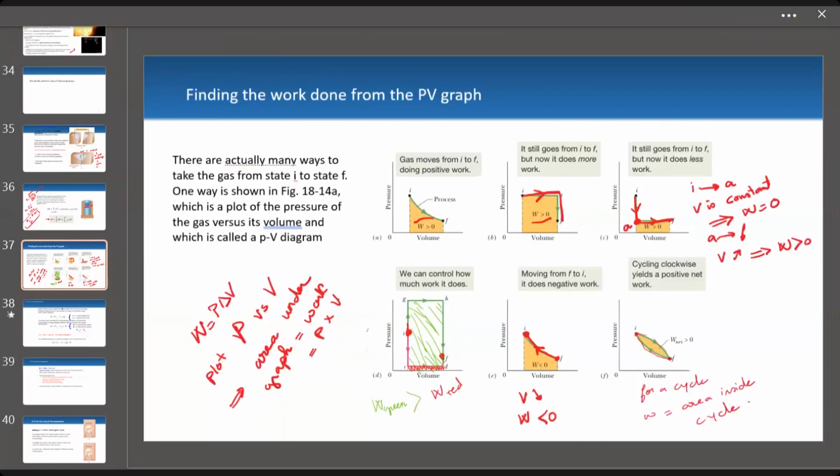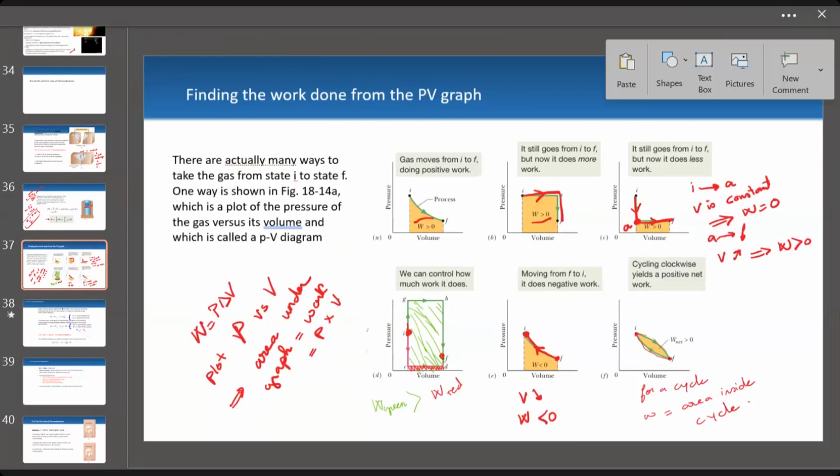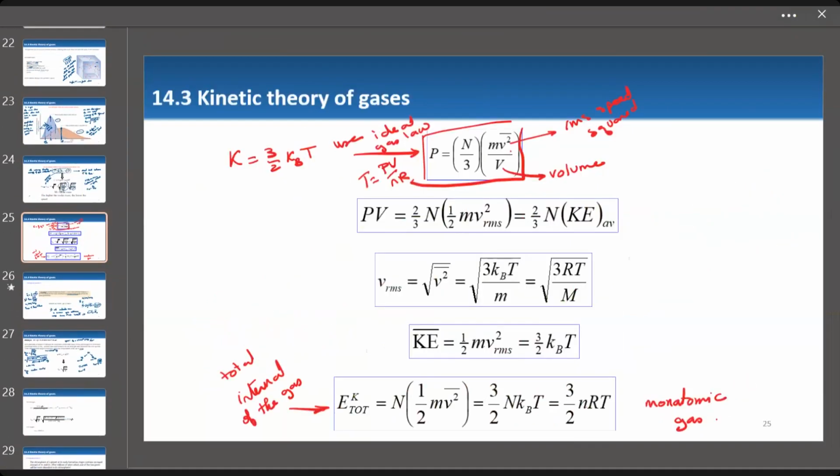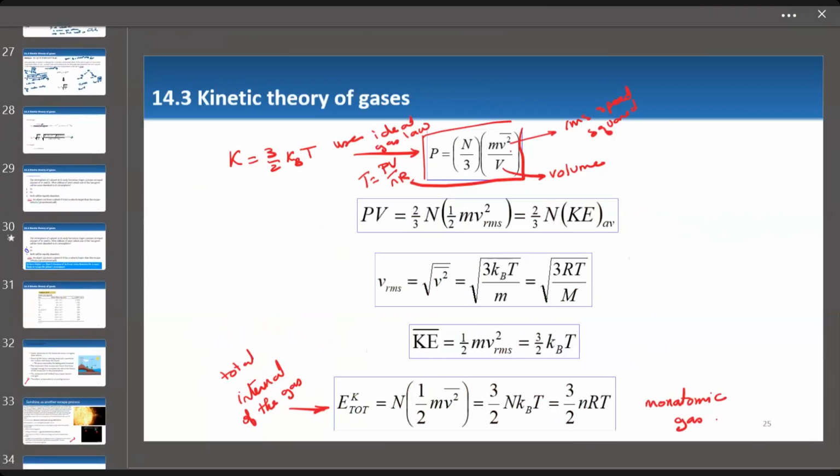So these are some very important comments on the work done by a gas. We're going to be checking some examples. I'll work on these next time. For today, what matters to me is that you understand the ideal gas law, PV equals nRT, and then the kinetic theory of gases, which gave us the formulas in this slide: a relationship between pressure and RMS speed, a relationship between temperature and RMS speed, and so on. And then we talked a little bit about the zeroth law of thermodynamics and the work done by a gas. Next time we will work on the first law of thermodynamics.